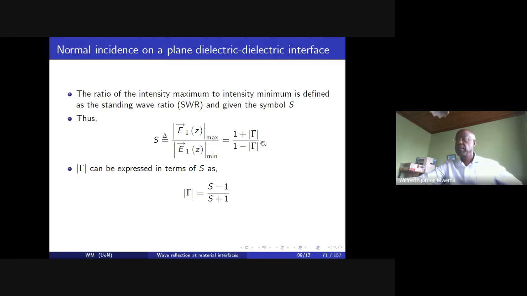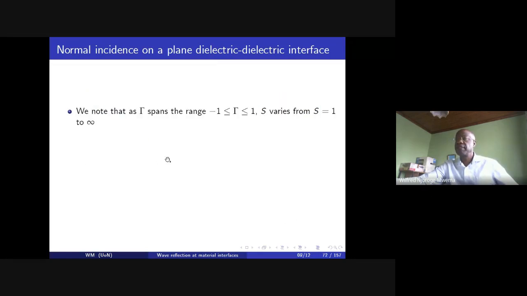Now, suppose we have total reflection, where gamma is equal to minus unity like we had before for the good conductor. Then we would see that S would go to infinity, because 1 minus 1 of course is 0, and we will get it going to infinity. And therefore the range of S is very large. It's from 1 to a very large number, which is an infinite number, so to speak.